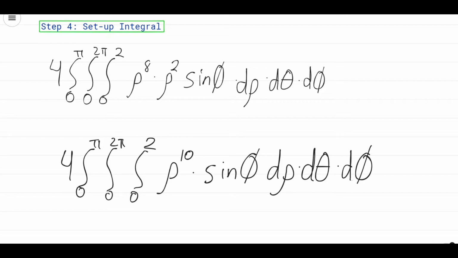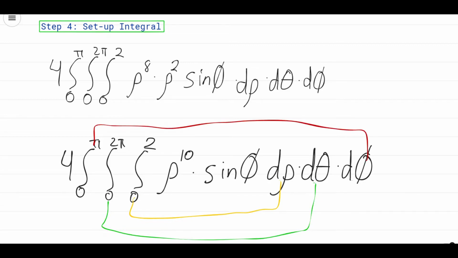Notice this function is not multivariable. If it were multivariable, then yes, it would matter, but all these are single variables. So thus our rho bounds are from 0 to 2, our theta bounds are from 0 to 2 pi, and our phi bounds are from 0 to pi. So now let's integrate.